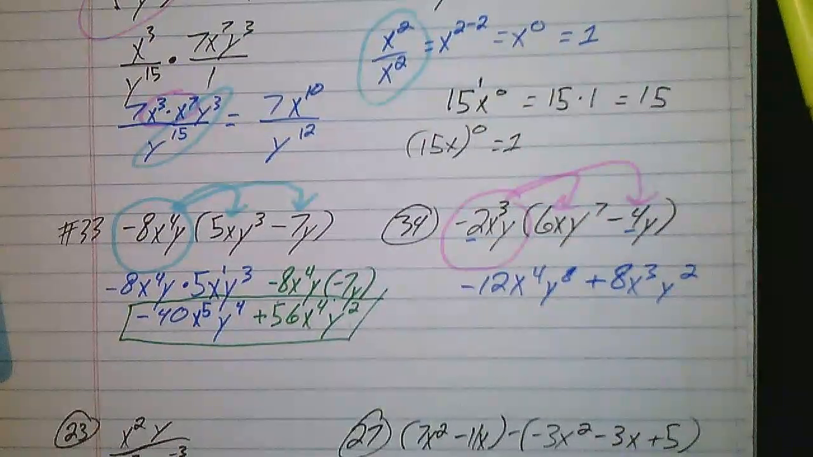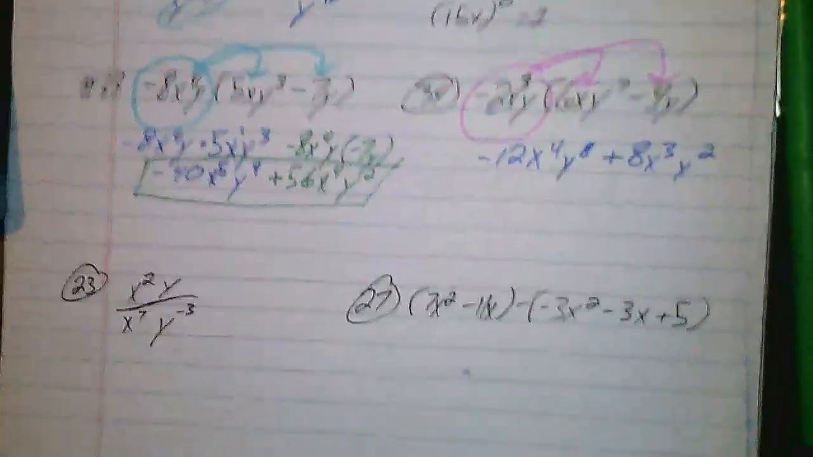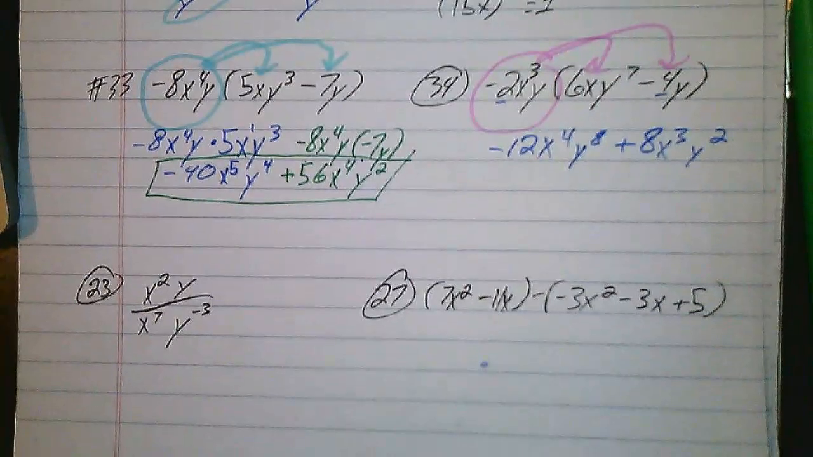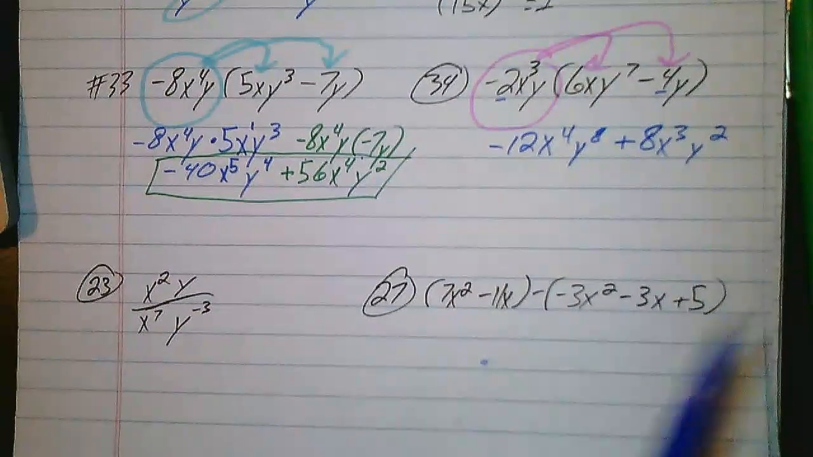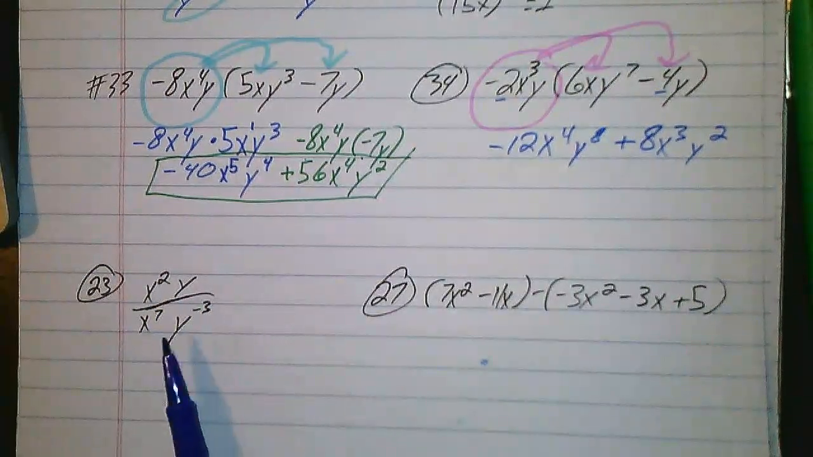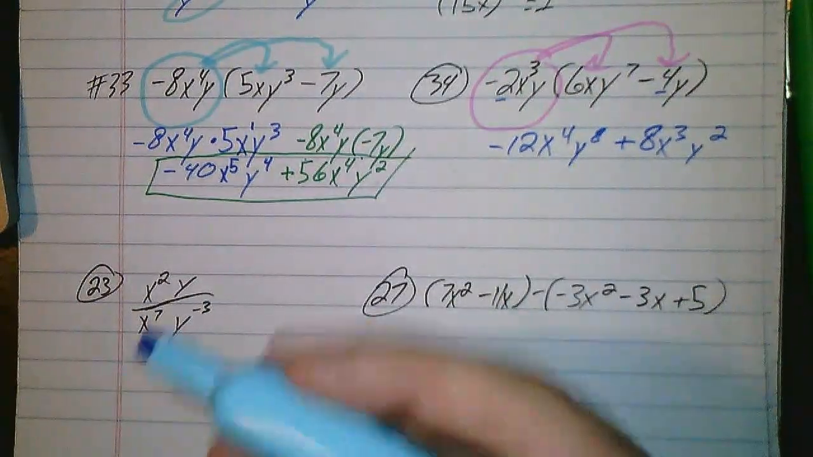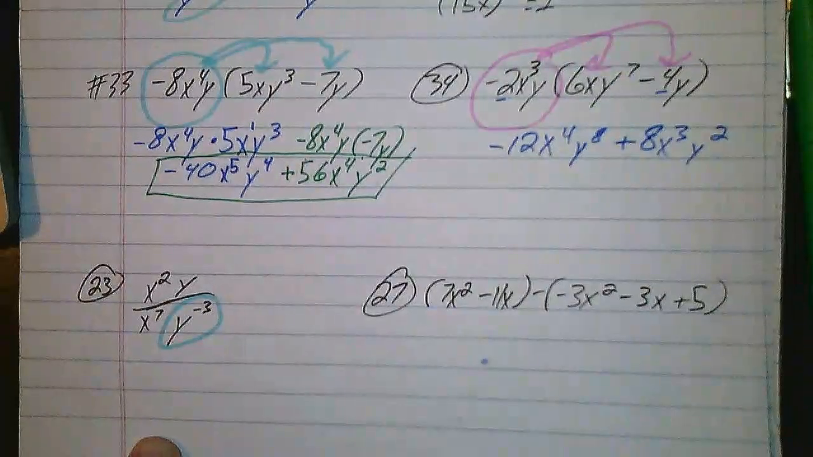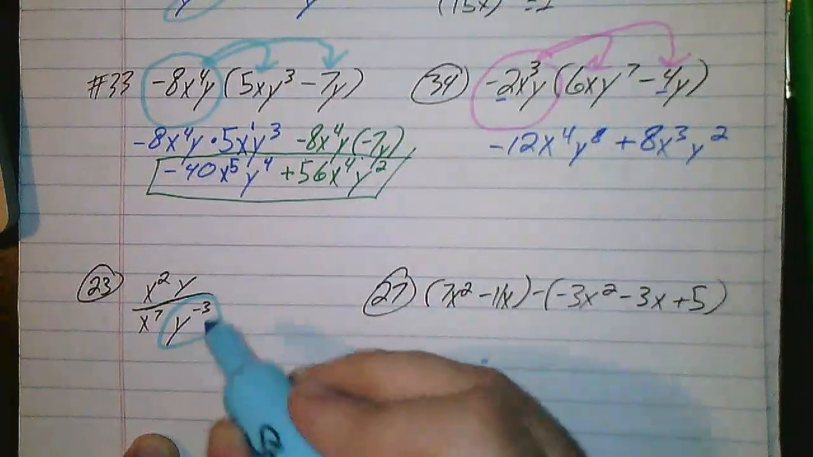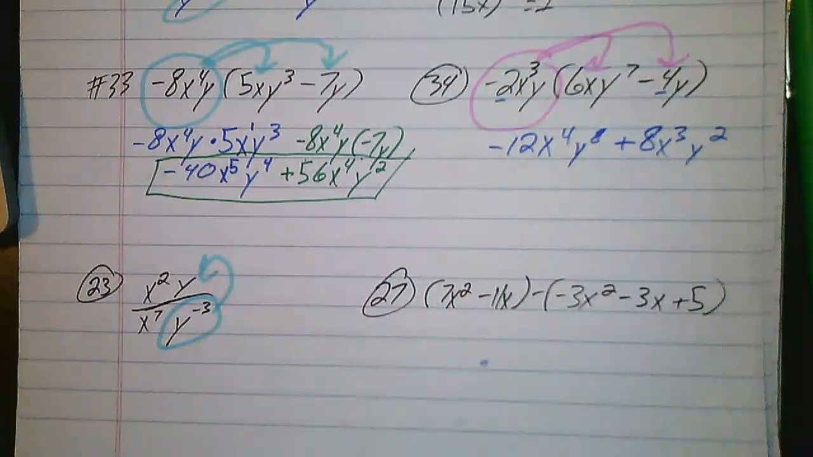So here are some other questions from the review that I'd like to go over. Let's start with number 23. X squared y over x to the seventh y to the negative third. Again, we can have no negative exponents. So any piece of our term that has a negative exponent needs to move across the fraction bar.